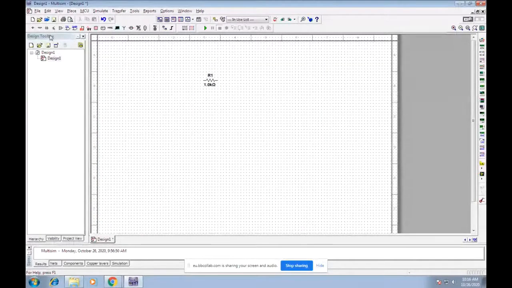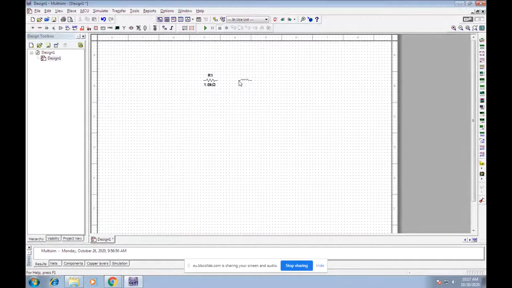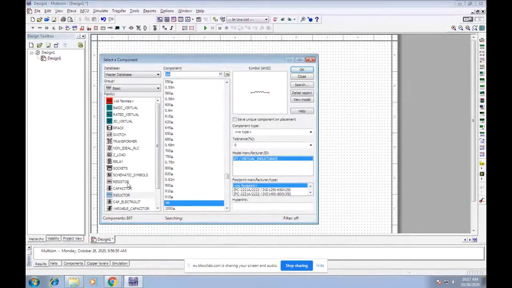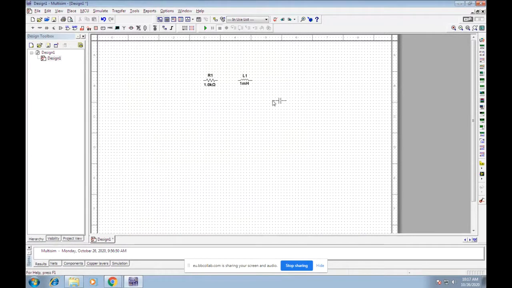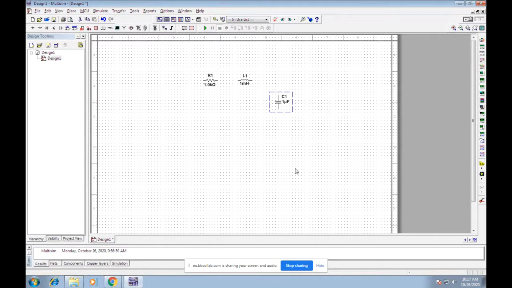Then you have to select an inductor, again from the place basic. Initially select any value. Later on you can double click and change that value. Thirdly you require a capacitor. Same, from place basic, select a capacitor, select the ideal one, which is the constant one, 1 micro. Later on you can change the value. Here right click and rotate it clockwise, because as per the circuit diagram it is vertical.